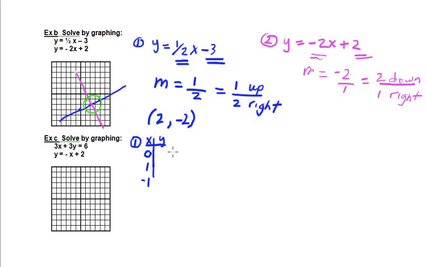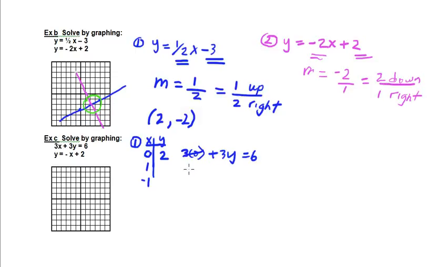So when I plug in x is equal to 0, I get 3 times 0, and that drops out, plus 3y is equal to 6. And when I solve for y by dividing by 3, I end up with y is equal to 2.